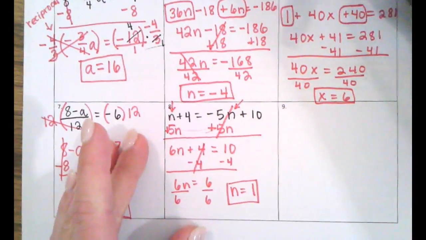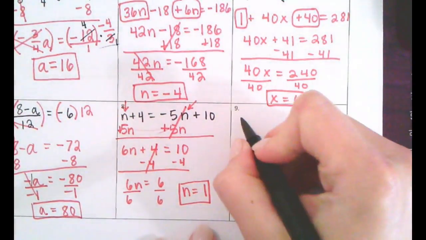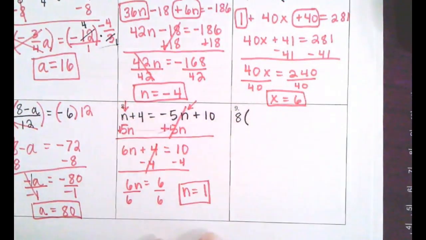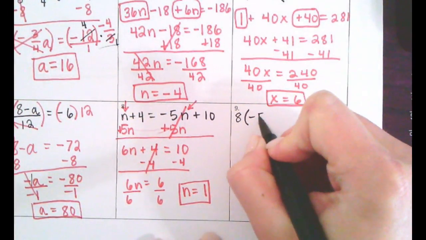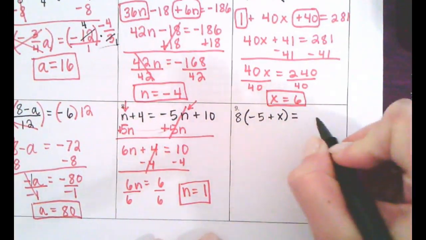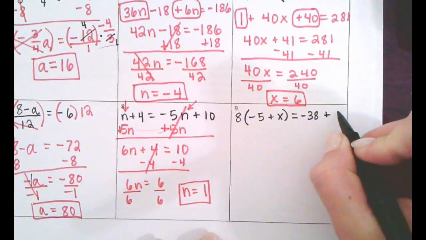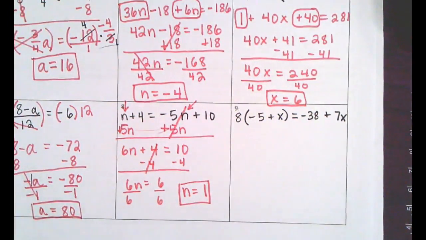All right, the last problem on the front page is 8 times the quantity of -5 plus x equals -38 plus 7x. If you'd like to try this problem out on your own, go ahead and pause the video. If not, I will be doing step-by-step instructions on how to solve it.